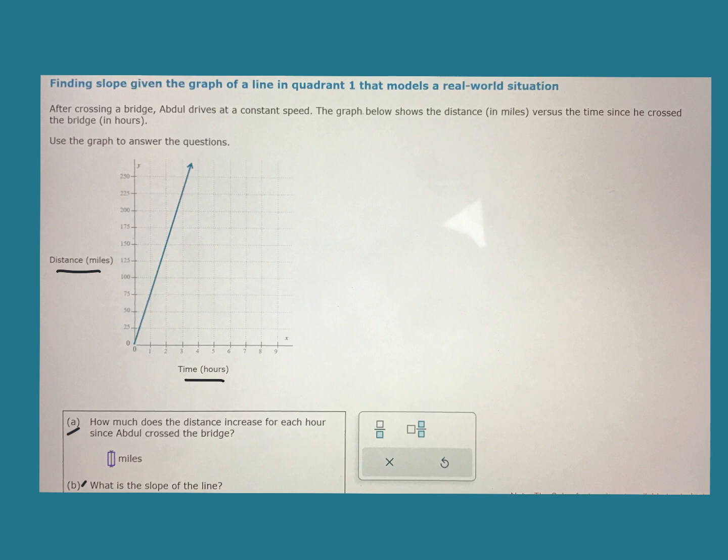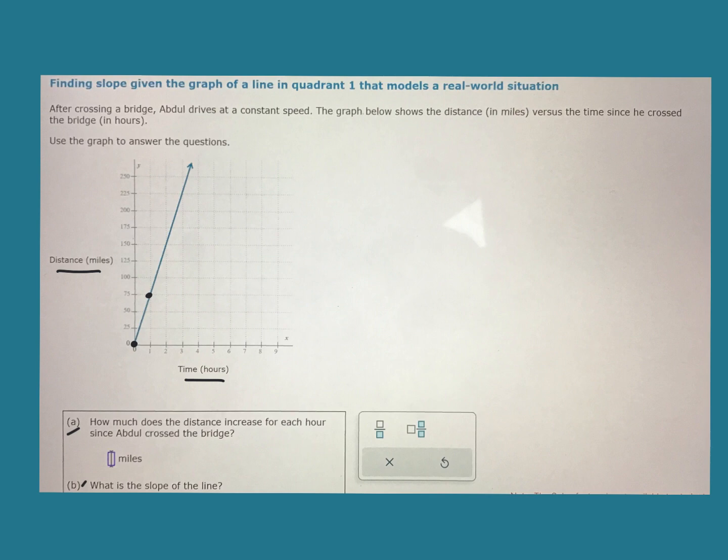So we can start on any whole number point. So I can look at this one here. Looks like the point here is 0, 0, so that's an easy point to use. I wouldn't want to use this one or this one because I would have to estimate where those points are at. So I don't want to use those. But the next one I could use would be this one.